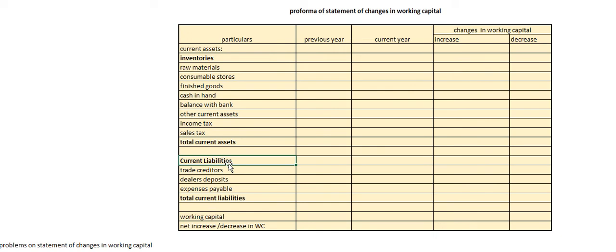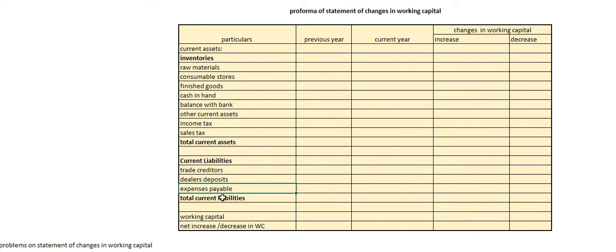Current liability is a liability to be paid by an organization within 1 year. Under that, we have the trade creditors. Trade creditors are the amount payable to your suppliers. Then your dealer's deposits. Then your expenses payable. Expenses payable can be of different forms. Example could be your tax payable, interest payable, accounts payable, dividend payable, etc.